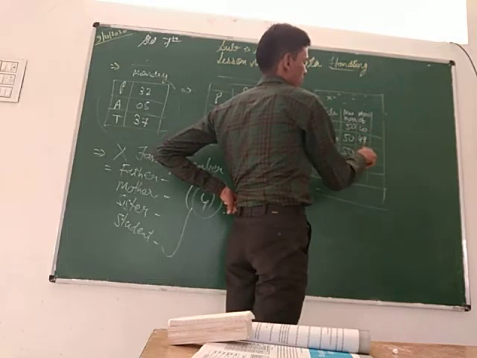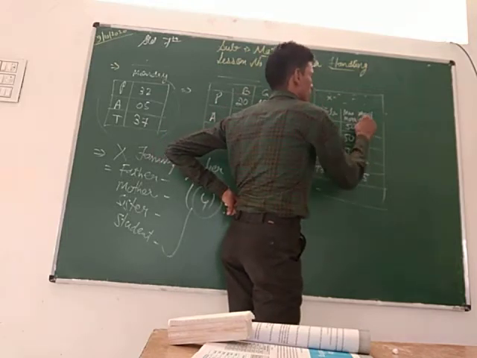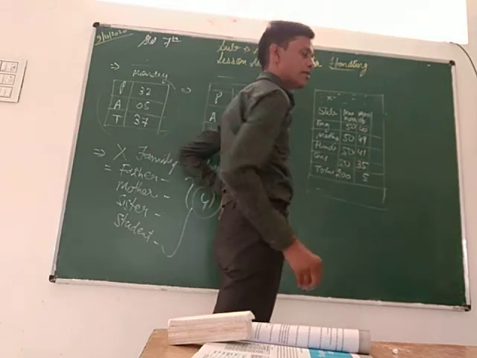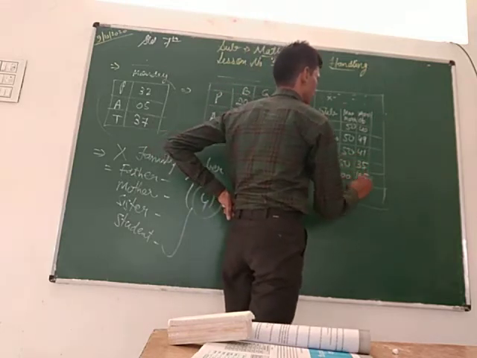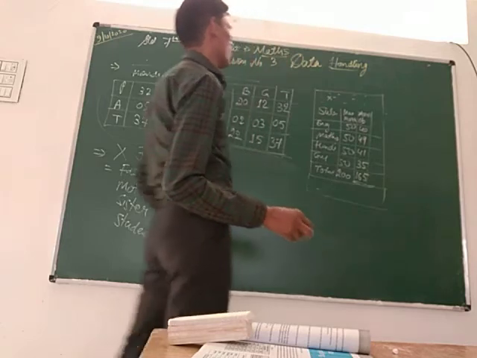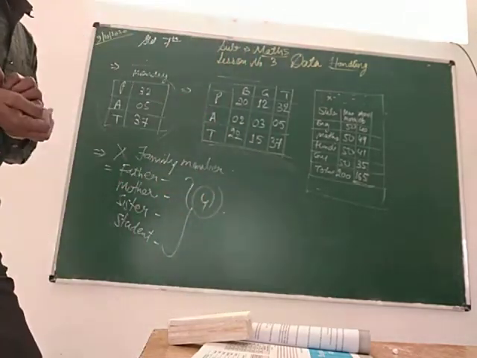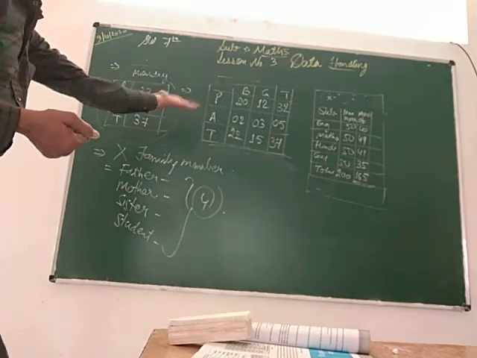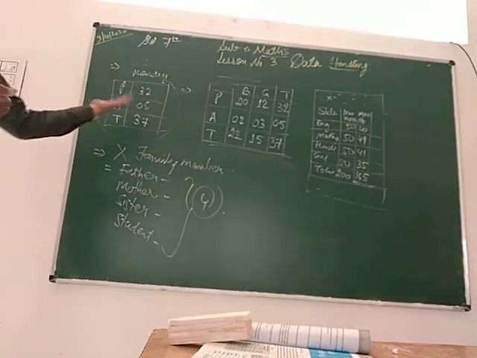Total: 9 plus 1 is 10, 10 and 5 is 15. 4 plus 1 is 5, 5 and 4 is 9, 9 and 4 is 13, 13 and 3, 165. Total 165 marks she got out of 200. Like this we can do this calculation, we can find the percentage. This is the information, these are the kind of data which we get.